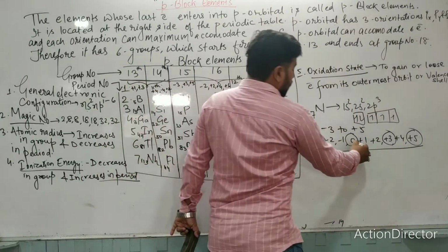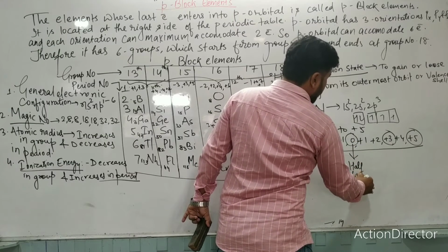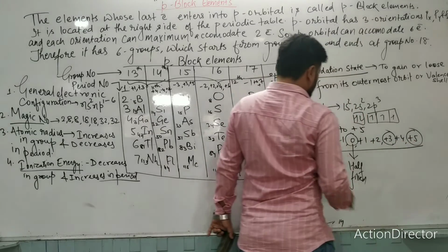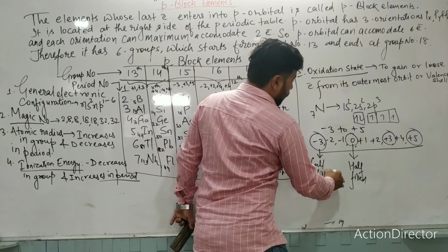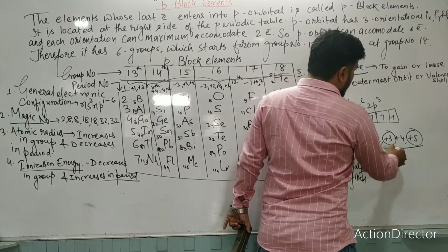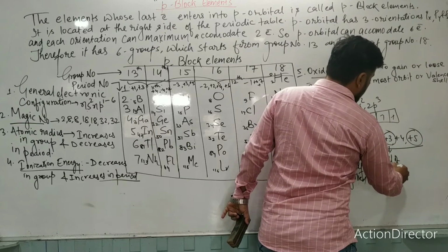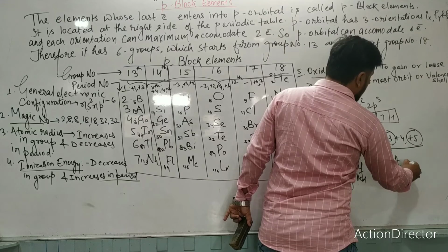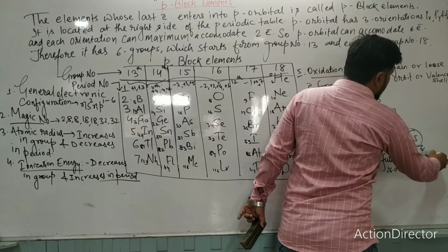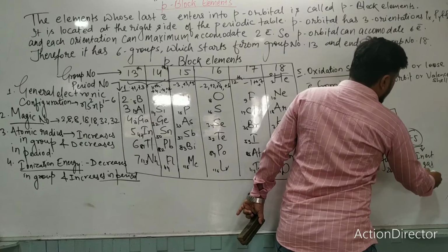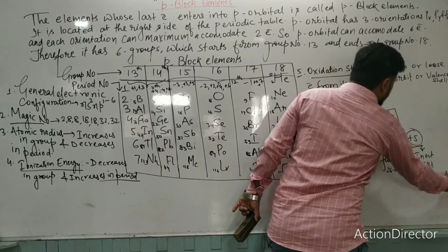Why 0? This is its half filled p orbital. Why this -3? It will be full filled p orbital. Why this +3? Full filled s orbital, 2s, 3s or any s orbital. And why this +5? It will gain inert gas configuration. So that's why these are the few stable electronic configurations, oxidation states.